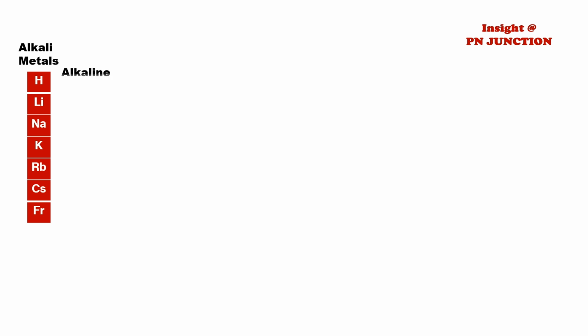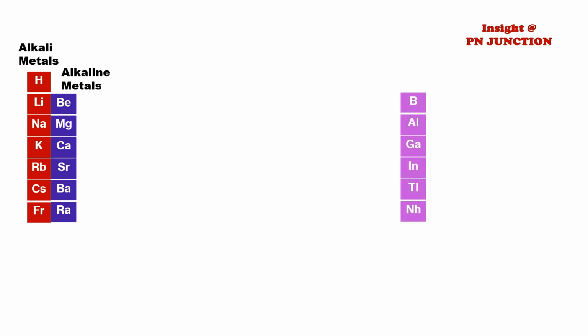Next come the alkaline earth metals: beryllium, magnesium, calcium, strontium, barium and radium. Remember it by the line "Be Makka Sarbara." Again, "Be Makka Sarbara." Now under the P block come different families.